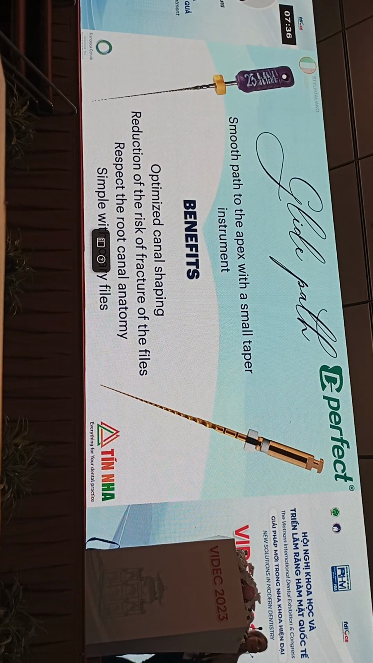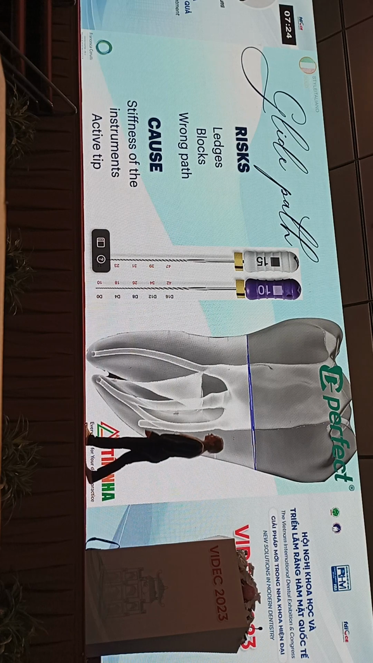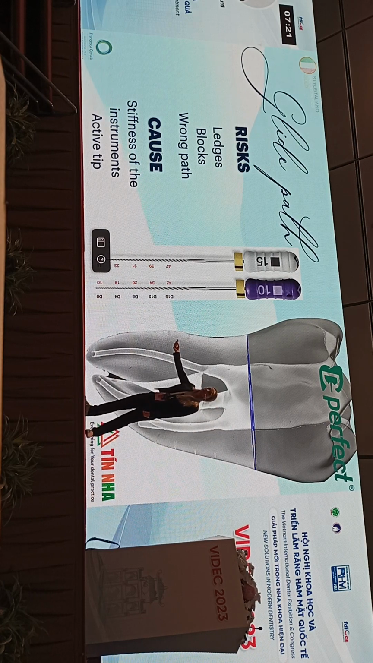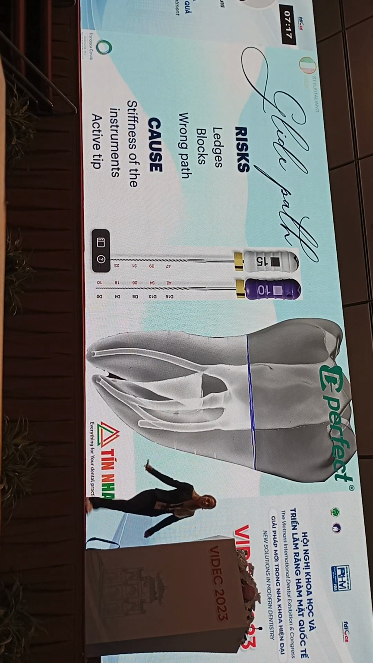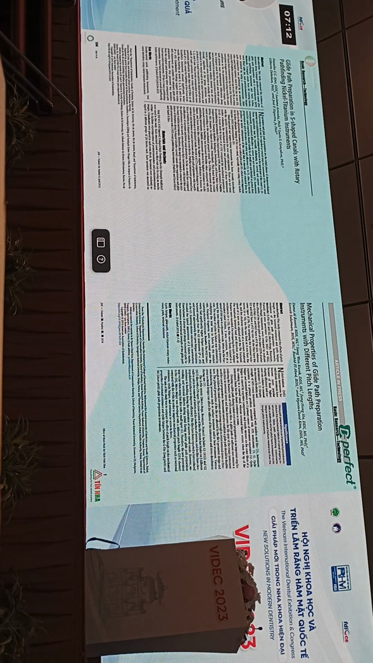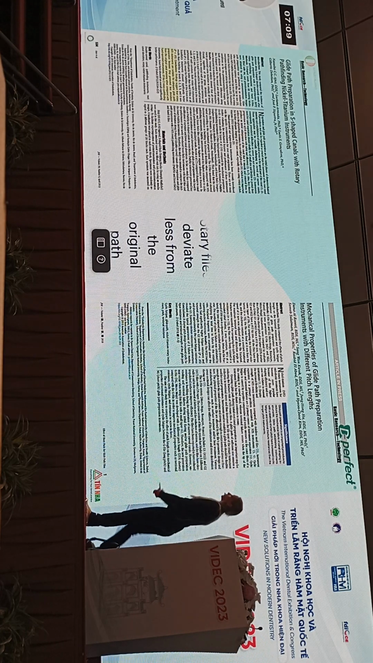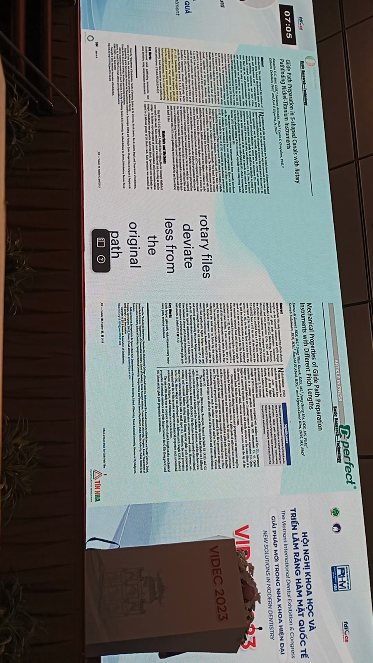We will reduce the chance of apical transportation. We will reduce the chance of breaking files. And with rotary files it's so simple because their tip is not active. If I do it with K files that are stiff and with an active cutting tip, I risk to make ledges, blocks. I risk to perforate, go in the wrong direction. And these are all articles that show that rotary files deviate less from the original path of the root canal if compared with manual files.